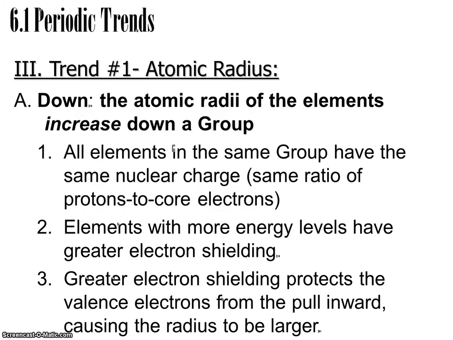Let's look at our first trend: atomic radius. As you go down any given group in the periodic table, the atomic radii of the elements in that group are going to increase, or get larger.